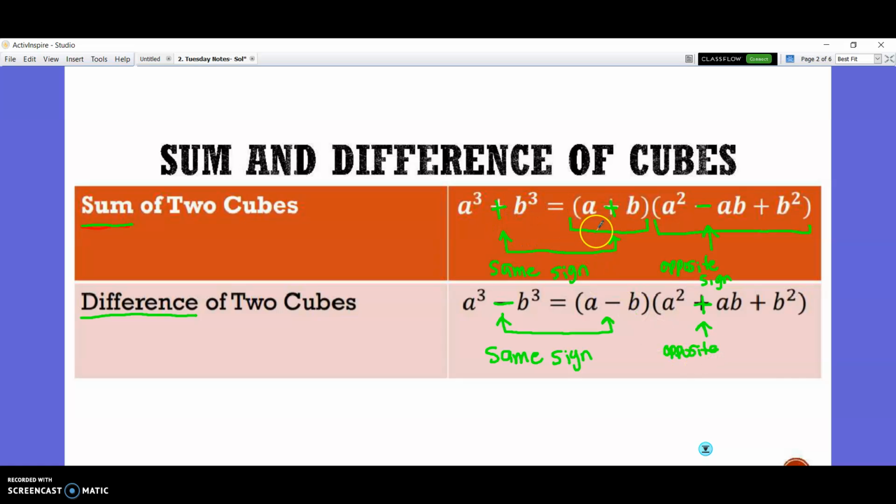So same sign, opposite sign, next one. The last one, here we have a plus, and here we have a plus. So the last sign is always positive. For both of them, always positive.